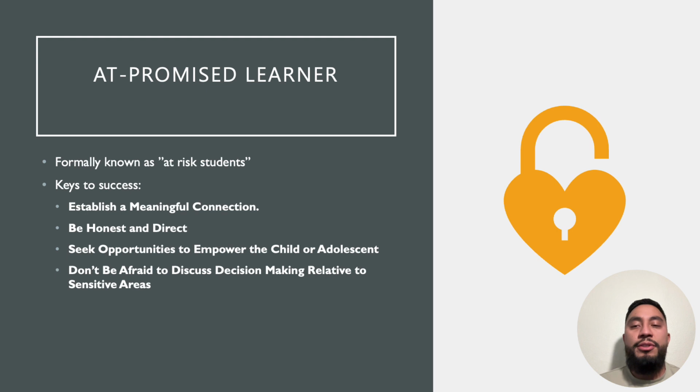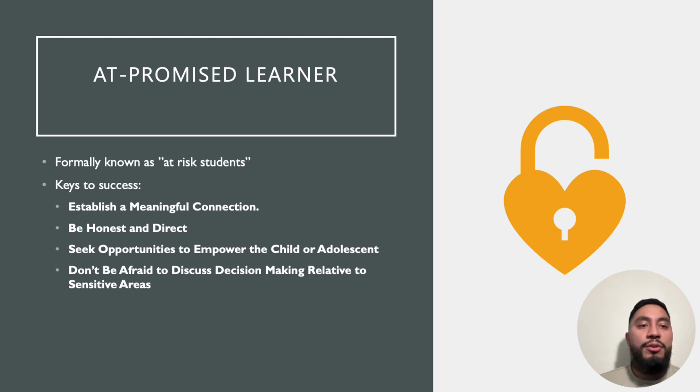In addition, they are students who are facing physical or mental health problems. And within the Tax Web suggests there are some key elements to success when dealing with at-risk students. So the first key to success is establishing a meaningful connection. This means gaining the trust of a child or a teen in order for them to come to you in confidence and go ahead and discuss issues that they may be going through.